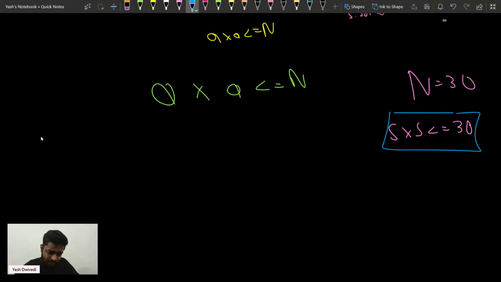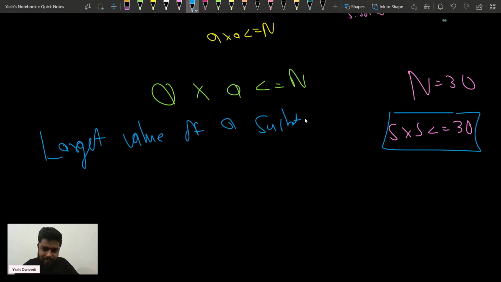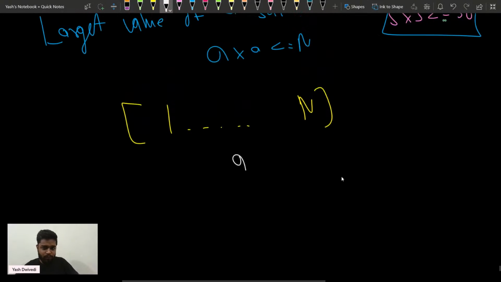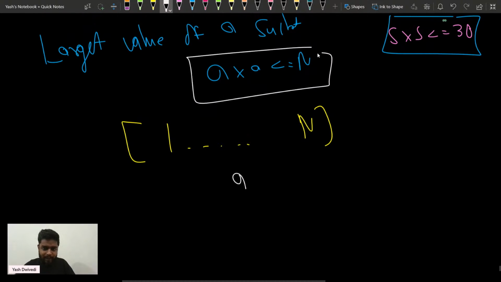So you can say that the largest value of a, such that a into a is lesser equal to n, that is what you have to find. Is this part clear to everyone, that from a range from 1 to n, you have to find a particular value a, the largest value of a, such that a into a is lesser equal to n?